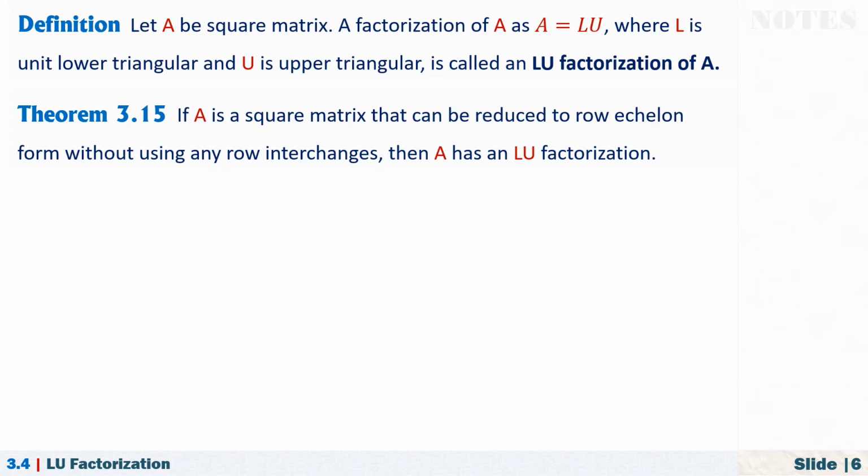Theorem 3.15: if capital A is a square matrix that can be reduced to row echelon form without using any row interchange, that is a condition here, then A has an LU factorization. If you can reduce the given matrix to row echelon form without using any row interchange, then it always has an LU factorization.